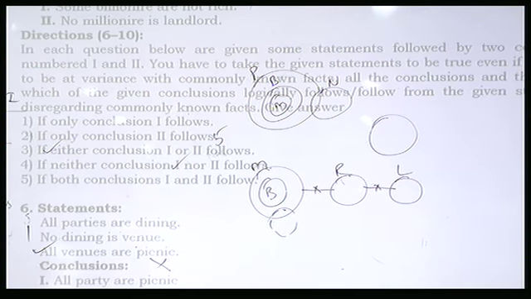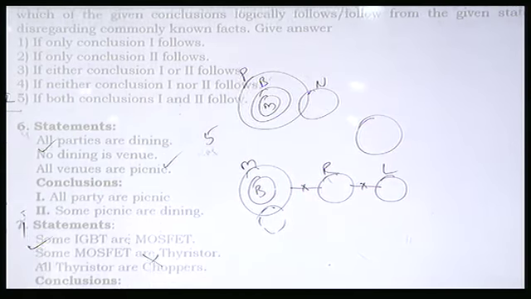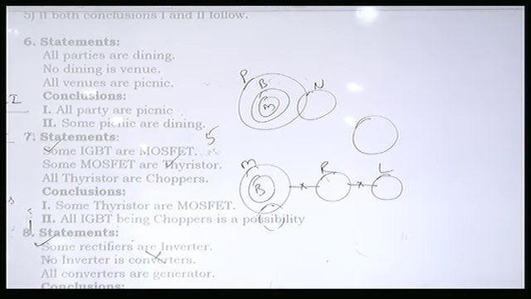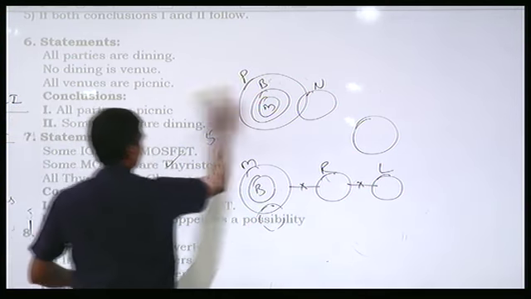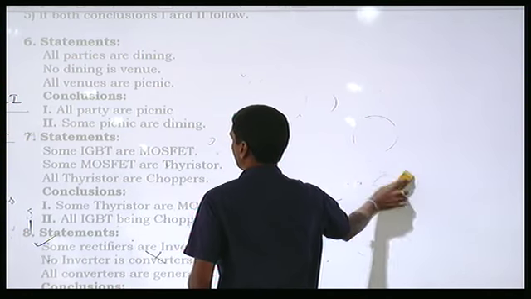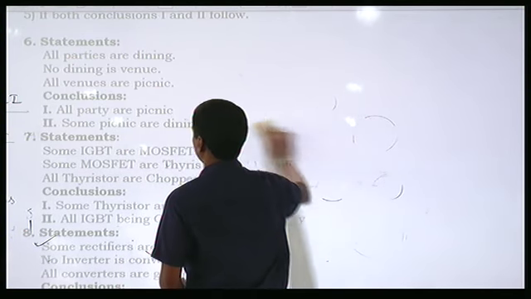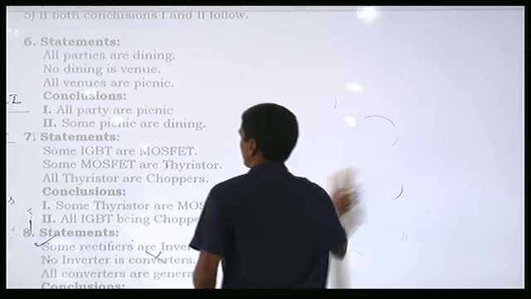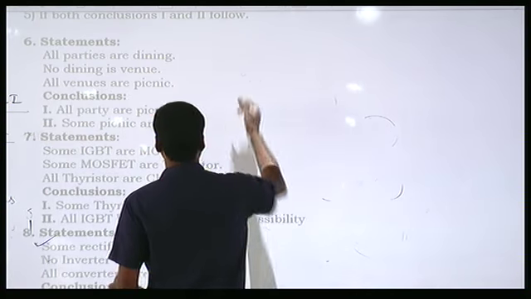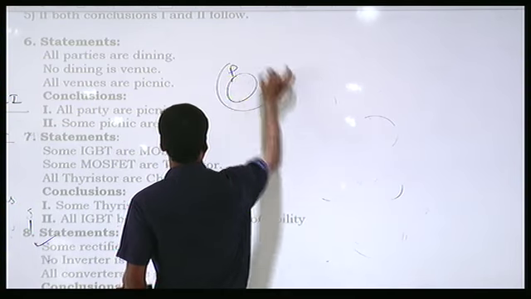Next one. Then coming to 6 to 10. Now in this question number 6 to 10. Yes, what about question number 6? Any answer to this? Start solving this one. All parties are dining. All parties are picnic. Yes, any answer to this one? Neither. All parties are dining.